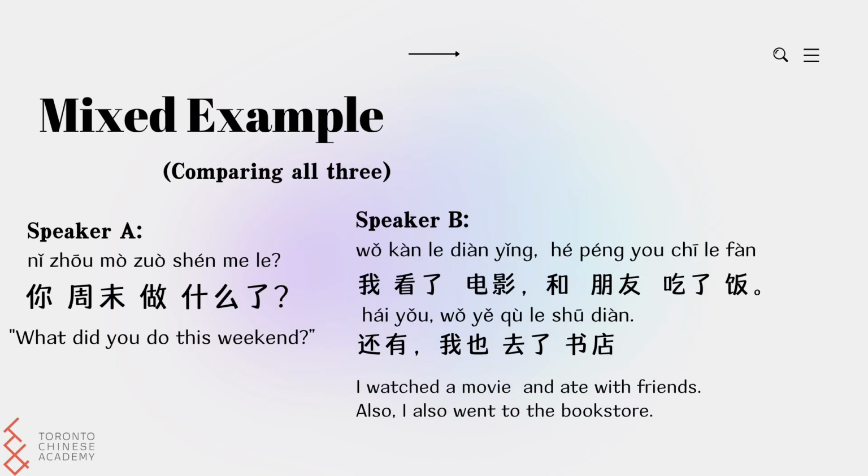Here is a mixed example which compares all three conjunctions. Speaker A could say, 你周末做什么了？What did you do this weekend? And speaker B could respond, 我看了电影，和朋友吃了饭，还有我也去了书店。I watched a movie and ate with friends. Also, I also went to the bookstore.